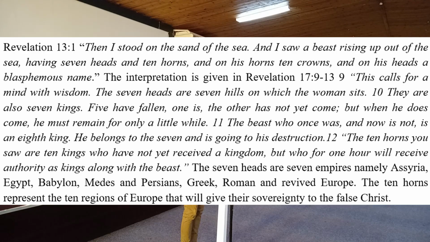So he tells us what the 7 heads represent. 7 kingdoms. And then the 10 horns. He says the 10 horns that you saw are 10 kings who have not yet received a kingdom, but who for 1 hour will receive authority as kings along with the beast.